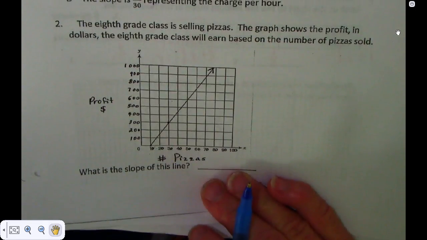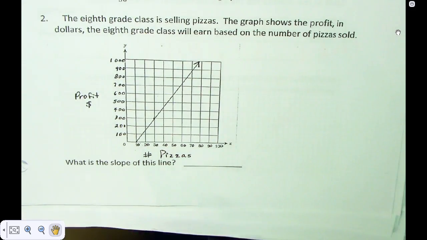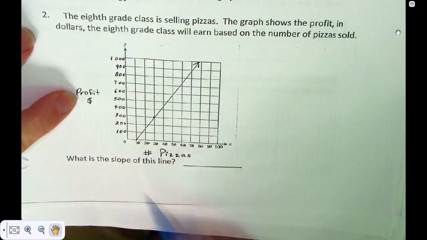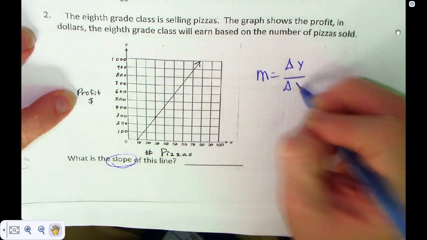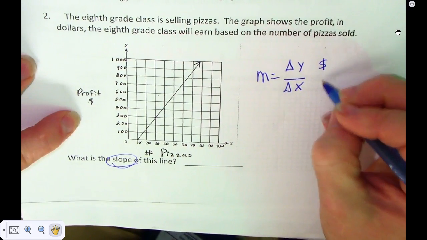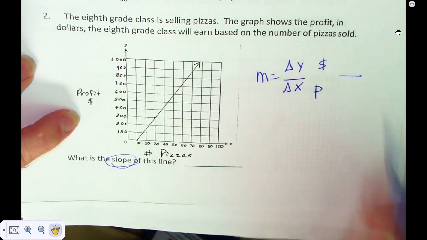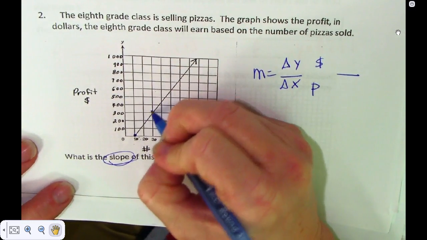Okay, number 2. Y'all just got through selling pizzas. So you've got the slope again. Change in Y over change in X. Profit over the number of pizzas. So I'm going to pick 2 points. I'm going to pick that one, that one.